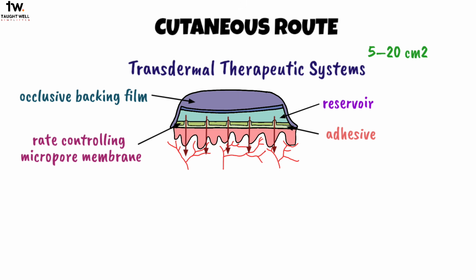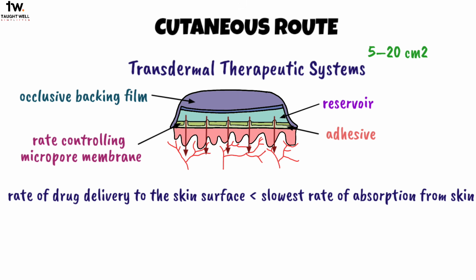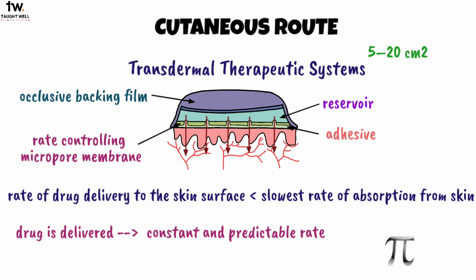The drug is delivered at the skin surface by diffusion for percutaneous absorption into circulation. The micropore membrane is designed such that the rate of drug delivery to the skin surface is less than the slowest rate of absorption from skin. This offsets any variation in the rate of absorption according to properties of different sites. So basically, the drug is delivered at a constant and predictable rate irrespective of the site of application, which is usually on the chest, abdomen, upper arm, lower back, buttocks, or mastoid region.